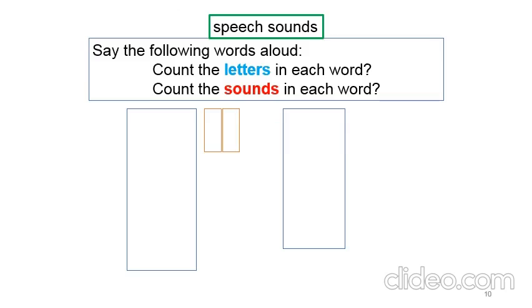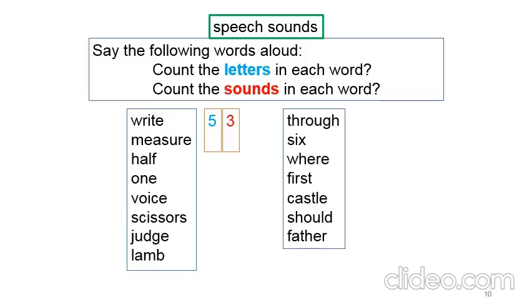Do the same thing for this slide. Count the letters in each word and count the sounds in each word. Right has five letters and how many sounds? R, I, T, three. Measure has seven letters and how many sounds? M, E, J, E.